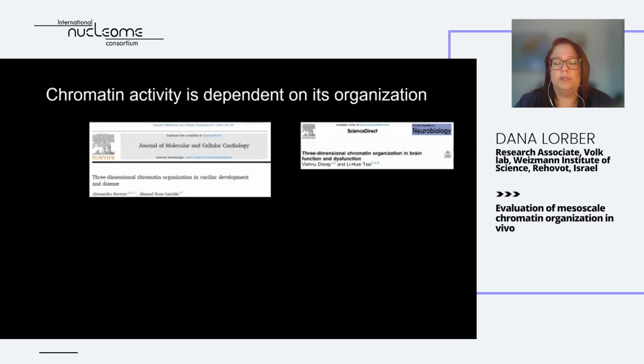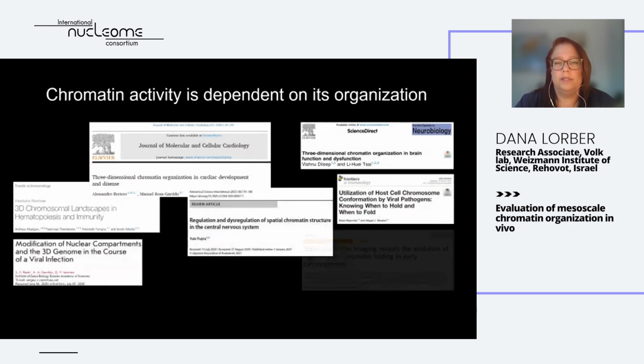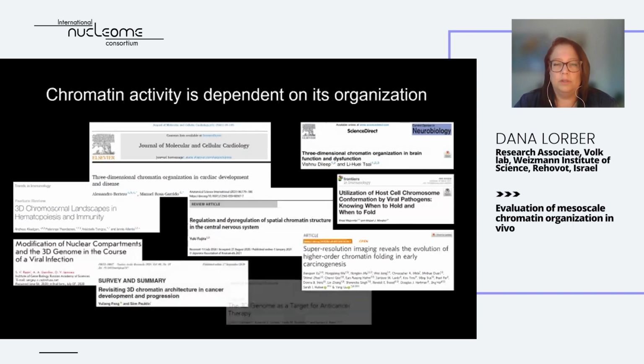Deviation of chromatin from its common spatial organization was found to associate with various disease states, such as brain and central nervous system dysfunction, viral infection, cardiac disease, and cancer, implying an interaction between the spatial organization of chromatin and cell function. Hence, it is crucial to study chromatin organization in conditions that preserve or replicate its organization in the native tissue in vivo.